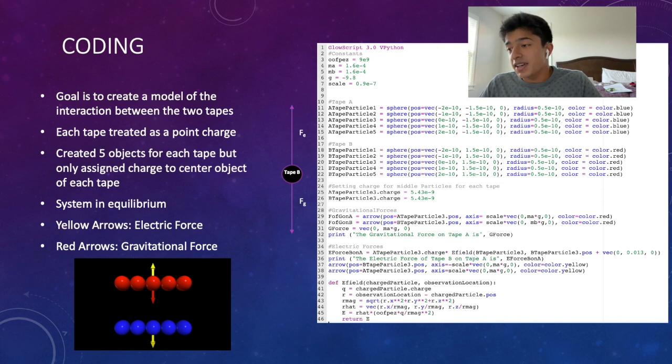I first calculated the electric force on both objects and showed those arrows in yellow. Then I calculated the gravitational force, shown in red. The calculations I used to find the magnitudes of these forces are the same as in the previous slide. The bottom tape's gravitational force you cannot see because it is the exact same magnitude as the electric force on that tape, so it's completely hidden. So this is the model that was created.